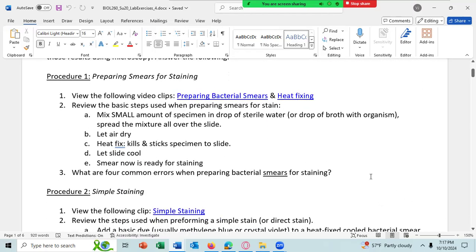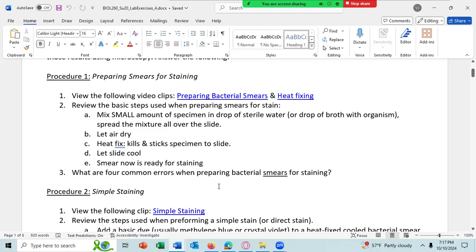So view the following video clips on how to prepare a bacterial smear and then how to heat fix the bacteria on the slide. And then this is the steps for making a bacterial smear. I've already gone over it, so I won't go over it again. But you should answer the question, Procedure 1, Question 3. What are the 4 common errors when preparing bacterial smears for staining? So you have to list 4 different things there.